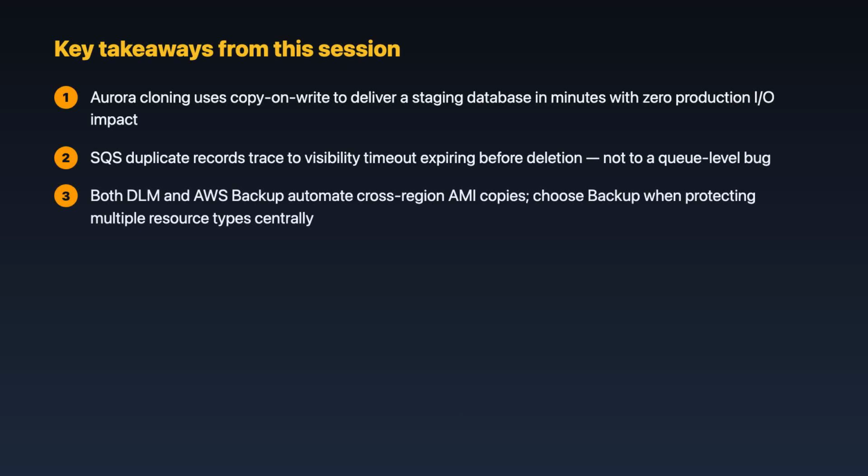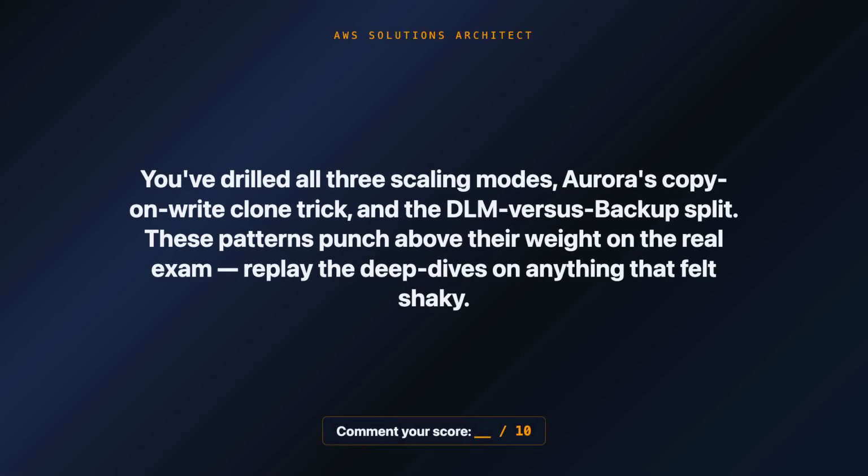3 takeaways from this session. First, Aurora cloning uses copy on write to deliver a staging database in minutes with 0 production I/O impact. Second, SQS duplicate records trace to visibility timeout expiring before deletion, not to a queue-level bug. Third, both DLM and AWS Backup automate cross-region AMI copies. Choose Backup when protecting multiple resource types centrally. You've drilled all 3 scaling modes, Aurora's copy on write clone trick, and the DLM versus Backup split. These patterns punch above their weight on the real exam.